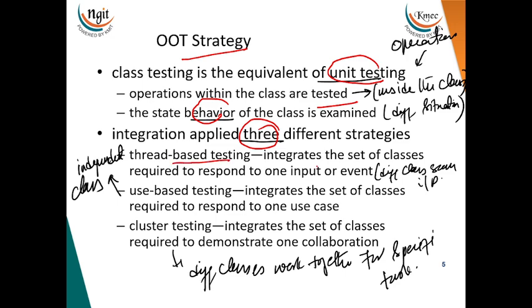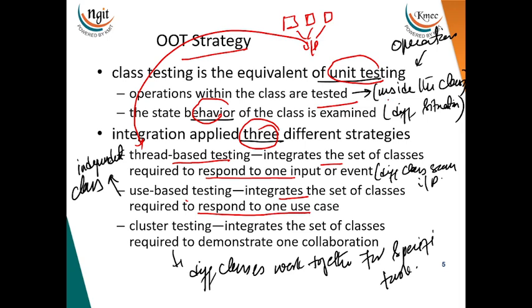Thread-based testing: integrate the set of classes required to respond to one input. Different classes respond to the same input, and we call it thread-based testing. Use-based testing: integrate the set of classes that are required to respond to one use case, all the operations like your input page. Cluster testing: integrate the set of classes that demonstrate one collaboration, where different classes work together for specific tasks.